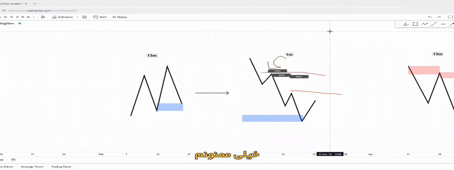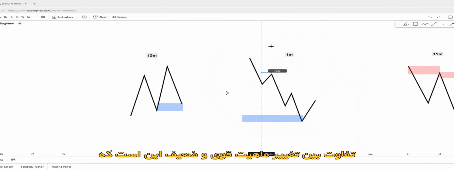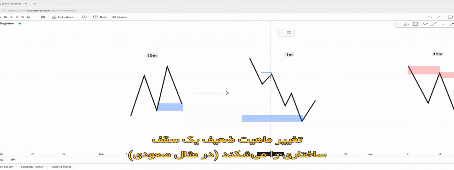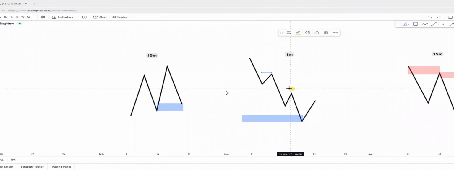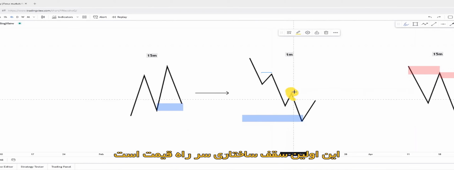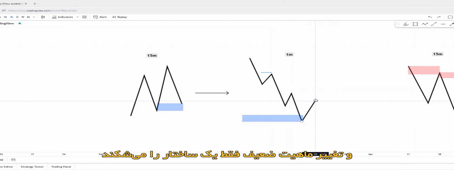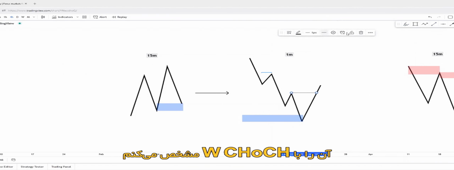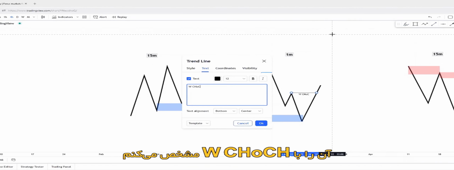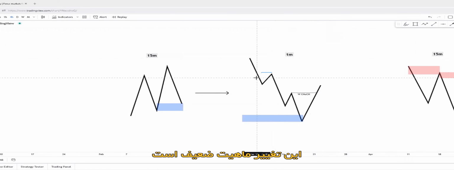Thank you very much. The difference between a strong and weak change of character is that the weak change of character only breaks above one structural high point. This is the first and less recent structural high point, and the weak change of character only breaks above one structural high point. So this will be a weak change of character right here. I will mark it as a weak check. This is a weak change of character.